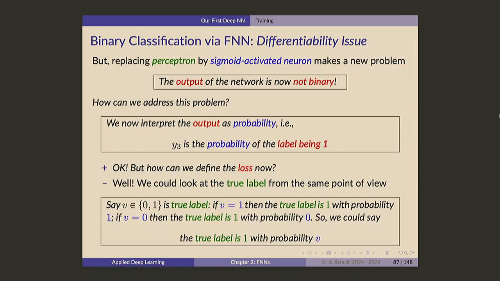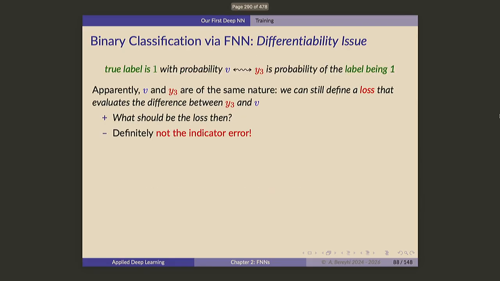Everybody's cool? Okay, so the key point here is that you can interpret the true label as the probability of being 1. If you give me a label v, that is the probability of my label being 1. When that label is 1, the probability is 1. When the label is 0, the probability is 0. Everything's perfect, right? So this is a probability. y3 is also a probability.